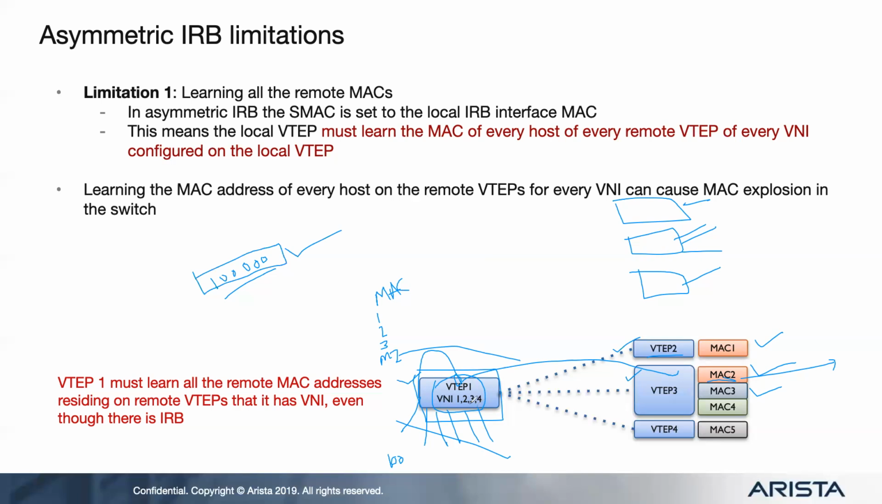So it is very much possible that all VTEPs might not support that much MAC scaling. Let's say a customer might have used a 720XP device, a low-end switch, Arista 720 or 710, which does not support scaling of this many MAC addresses. So in that case, you can't use asymmetric IRB, direct routing, because here you need to have MAC addresses learned on all the VTEPs. Okay. Is it clear? Any question?